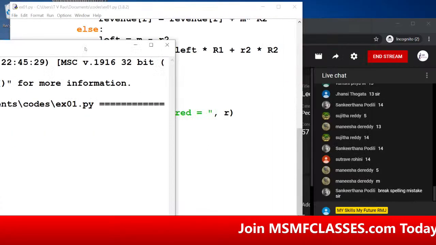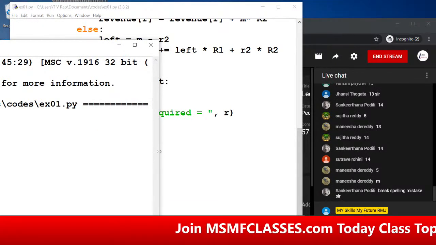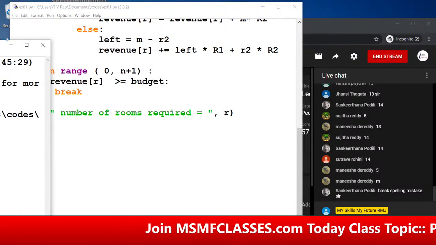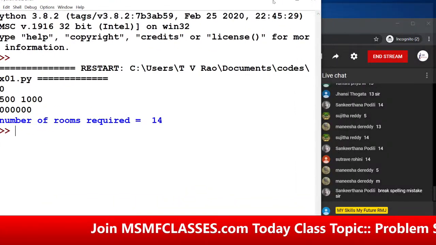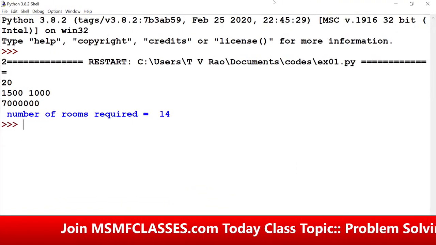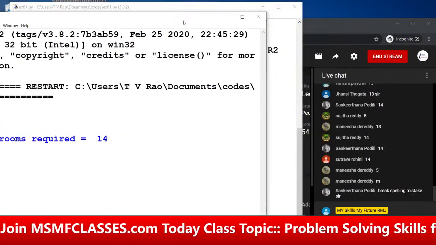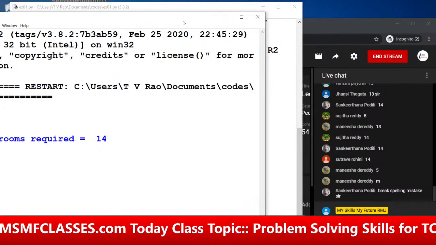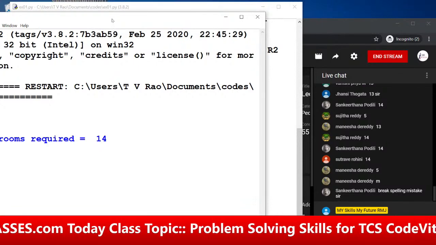Okay, how many rooms are required? How many are required? 14. Is this clear?